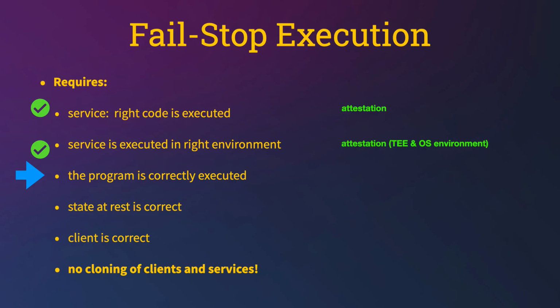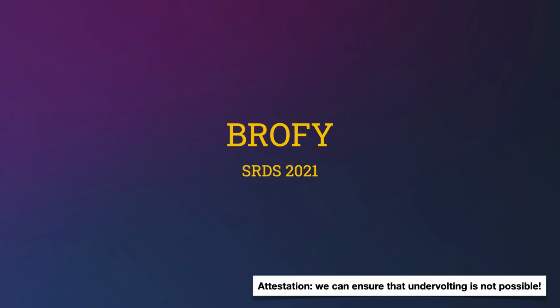So far, we looked at making sure that the right code is executed in the right environment, so an up-to-date trusted execution environment. We can actually also make sure that it's in the right operating system environment, so the operating system was booted properly. All the programs that were started in the operating system were properly checked. And now the next step is to make sure that an adversary cannot change the program execution by, say, undervolting the CPU to cause some wrong execution. So we have looked at that.